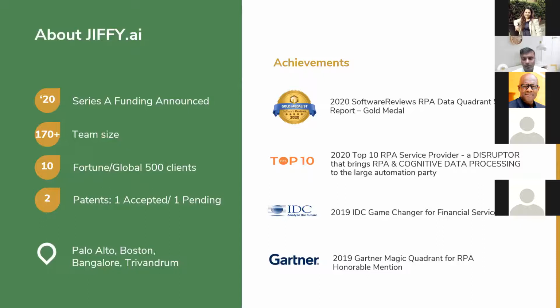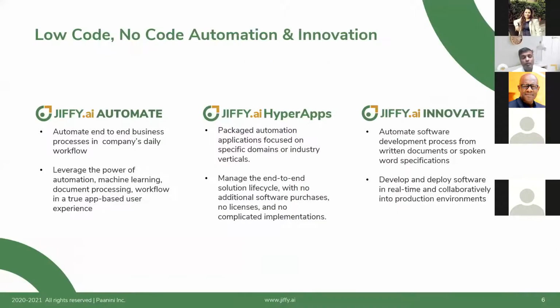Now, from a capability standpoint, we believe in two things. One is low code based process automation of complex automations. That's what we power using Jiffy.ai Automate, where we combine automation, machine learning, document processing, and workflow, all into a native platform. It is extremely important because if you want to succeed in automating a complex process, you need control on your technology, which is maintainable and manageable.